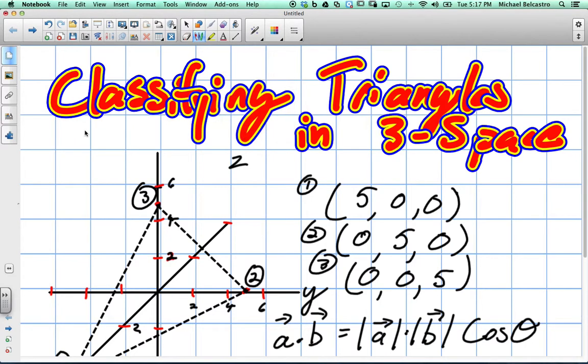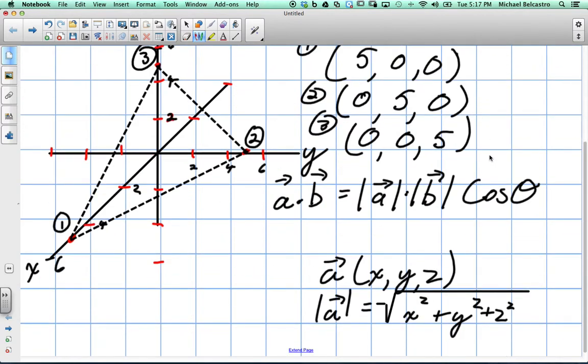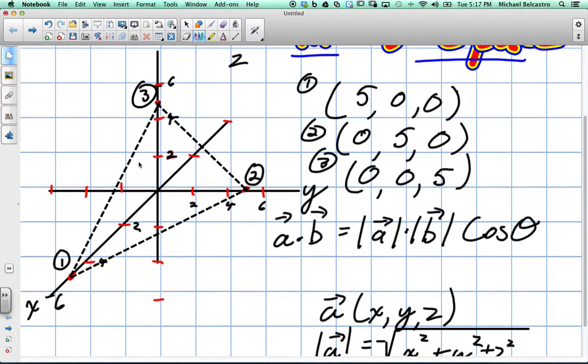Okay, so we're going to look at classifying triangles in 3-space. We've kind of written what we've got here. Here's our representation of 3-space. These are our 3 major coordinates: coordinate 1, coordinate 2, and coordinate 3. We plotted them and connected them to build our triangle in 3-space.